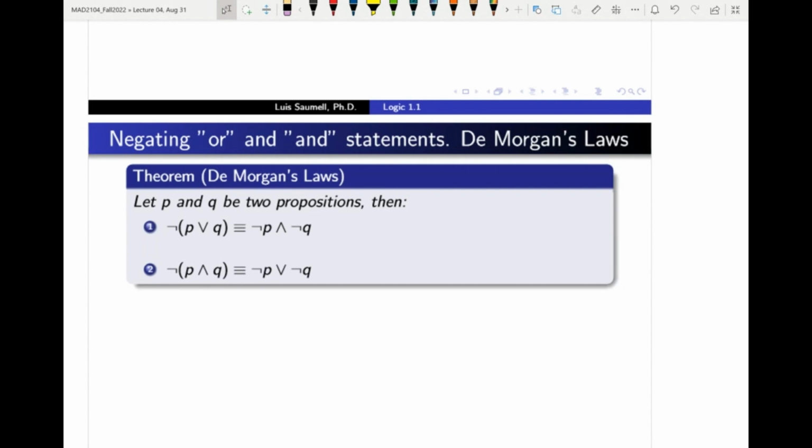Let's verify this. I'm going to prove number one, and number two I'm going to leave to you as homework. How do we prove something like this? We're saying that these two things are logically equivalent, so all we have to verify is that they have the same truth table, right?